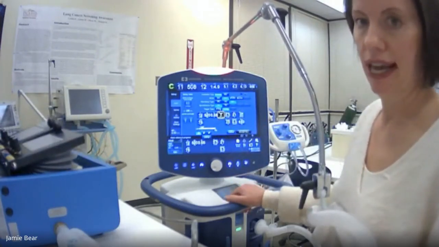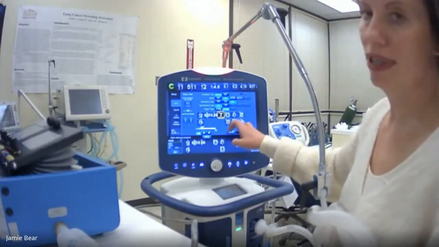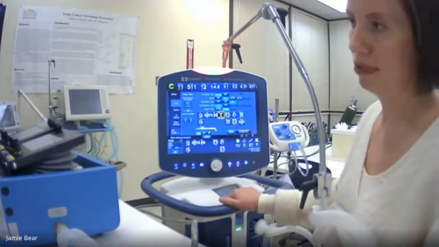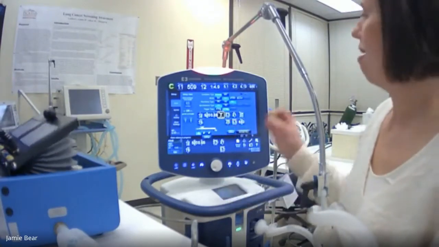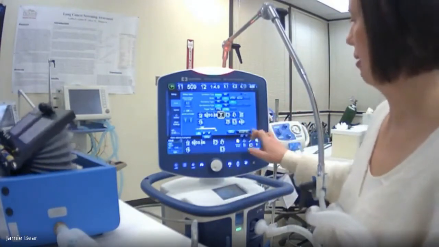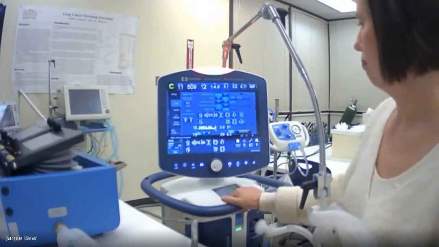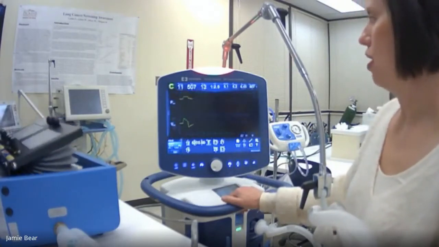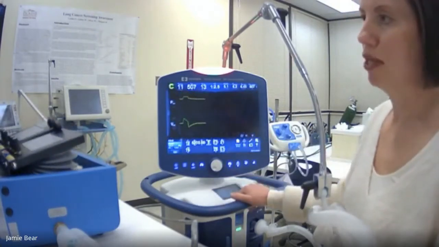Now, another thing that's highlighted here is our expiratory sensitivity, and it says 25%, and that is going to be on those pressure-supported breaths. It's going to know when to cycle over to exhalation. Okay, so now we're in spontaneous mode.